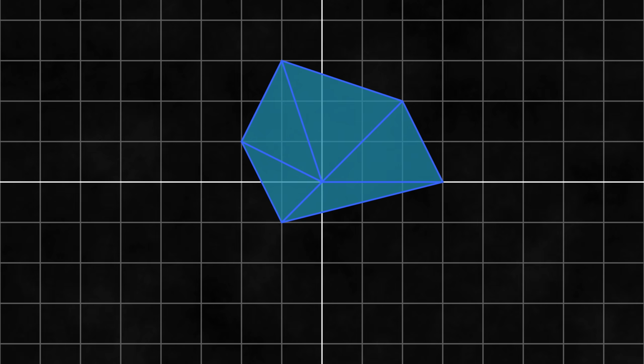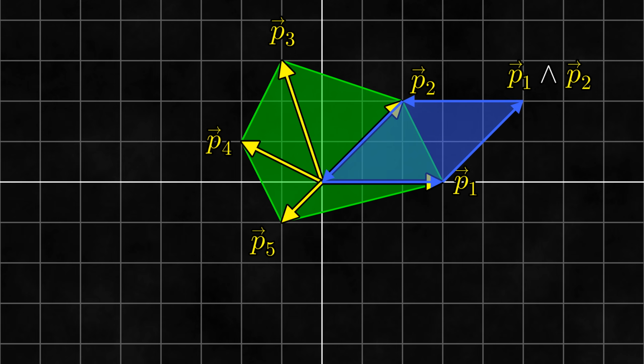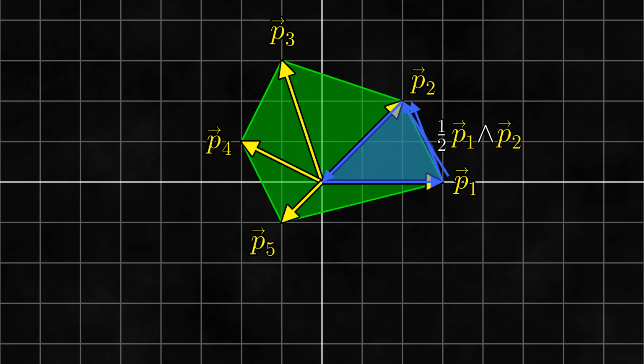How do we calculate these areas? With geometric algebra. Let's label the vertices of the polygon. We can interpret the vertices as vectors from the origin. Then, the outer product of two adjacent vectors produces a bivector that represents the parallelogram made by the two vectors. This parallelogram has twice the area of the triangle the two vectors make, so we can divide by 2 to get a bivector representing that triangle.